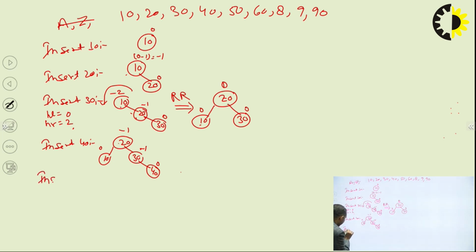What is the next element? So we have to insert 50. So our tree is 20, 10, 30, 40. Now we have to insert the 50.